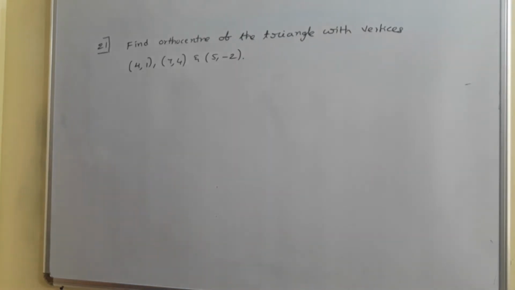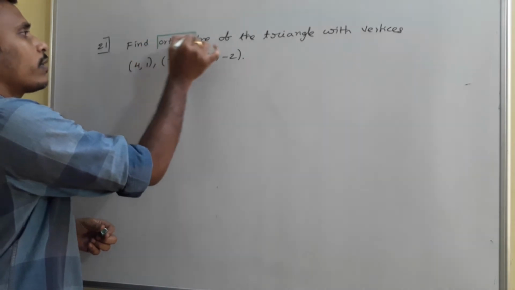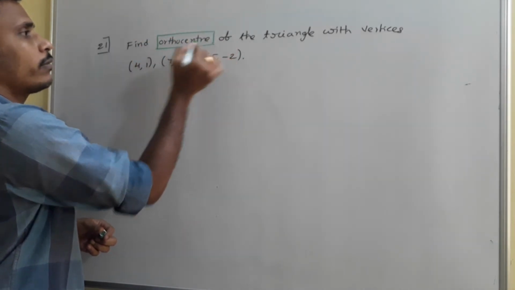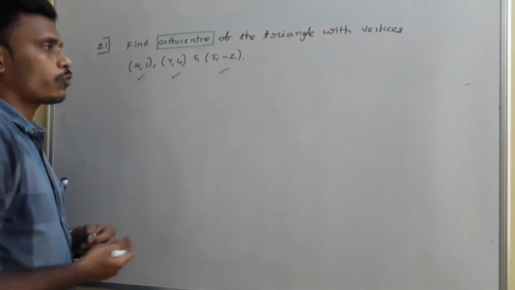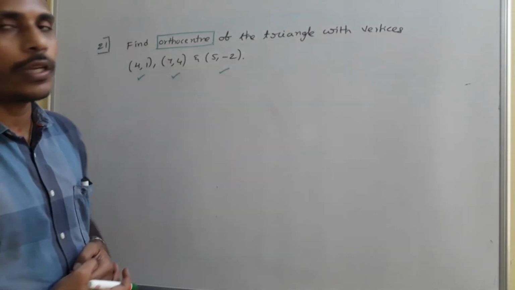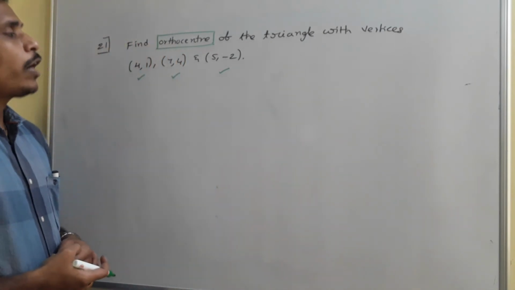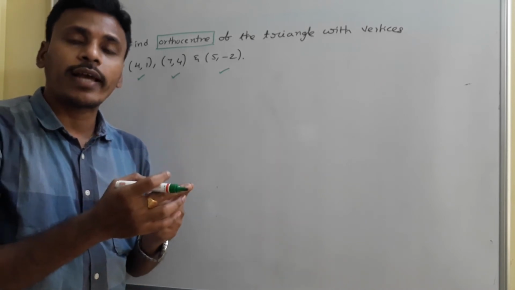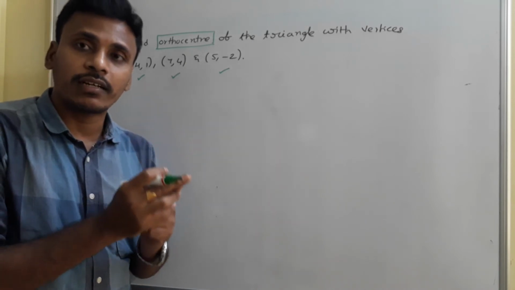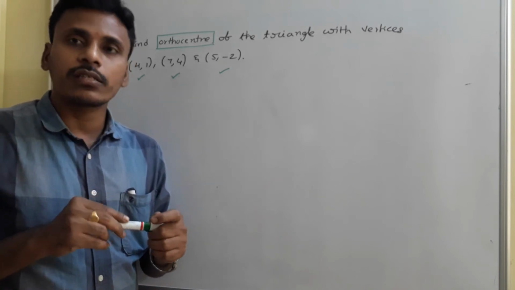So now just have a look. We need to calculate the orthocenter of the triangle with the vertices (4, 1), (7, 4) and (5, -2). With these three vertices we need to calculate the orthocenter. Right. And to calculate the orthocenter, we need to calculate the centroid first, the circumcenter next and then the orthocenter. Okay. For a general triangle this is the way.